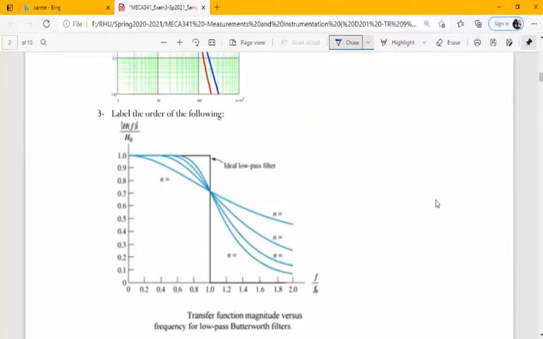The third question is asking about the order of the filter. We know that as we increase the order, the filter becomes more ideal. So for sure this would be the first, this the second, third and fourth. And as we increase the order more, fifth, sixth, it becomes much more ideal.